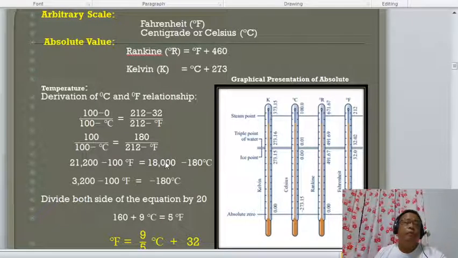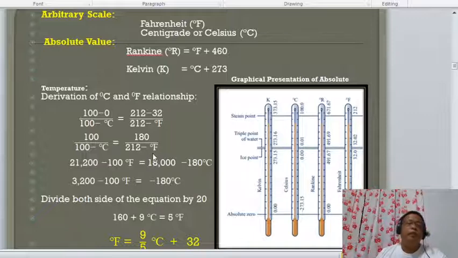Let us now make an interpolation. An interpolation, okay. So, ratio and proportion. The basis is, of course, the freezing point and the boiling point of the water.